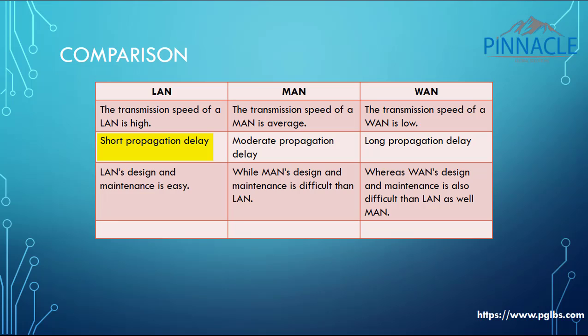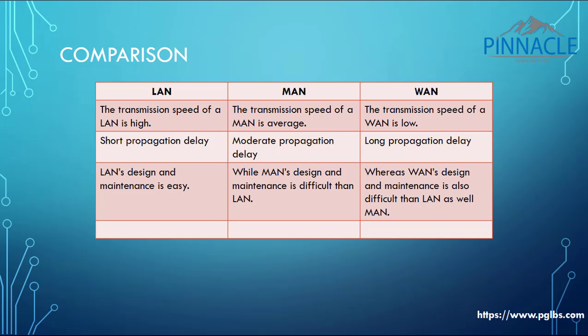And in case of a LAN, you have a short propagation delay. Now this is a new term which you are seeing here. Now what exactly do you mean by a propagation delay? In computer networks, propagation delay is the amount of time it takes for the head of the signal to travel from the sender to the receiver. So the time taken for the signal to travel from sender to receiver is called the propagation delay. So the delay is very short, which basically means that the transmission speed is high, but the propagation delay is moderate in case of a MAN, and it is pretty long as compared to WAN.